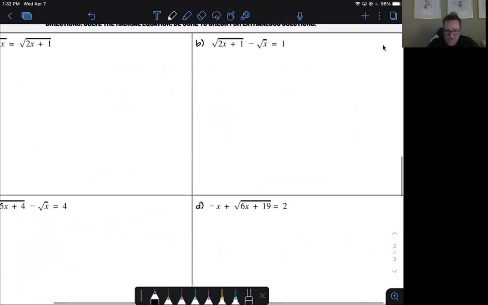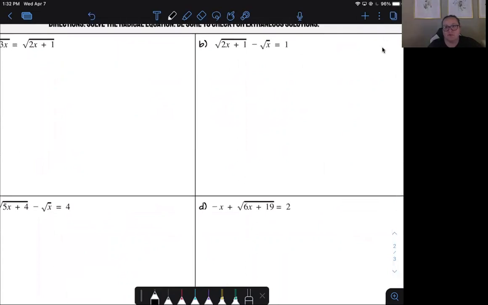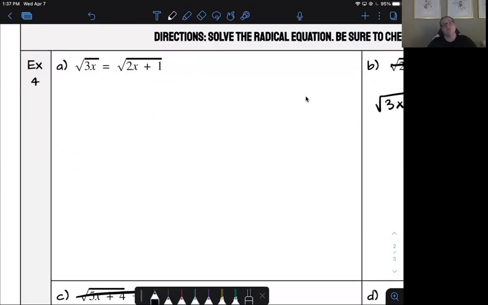All right. Example 4. In example 4, we're still solving a radical equation, but this time we have a radical equals a radical. Like the square root of 3x is equal to the square root of 2x plus 1. In order to solve these, since the radicals are already isolated, each one on its own side, what I recommend is that you just take a square and square both sides.